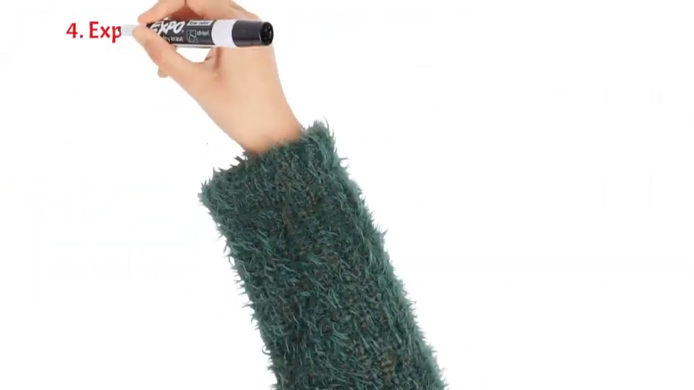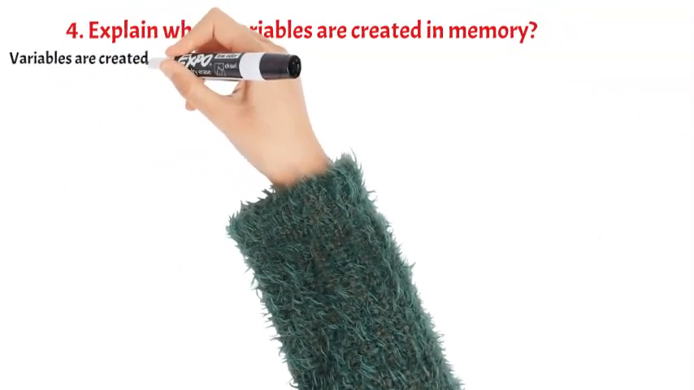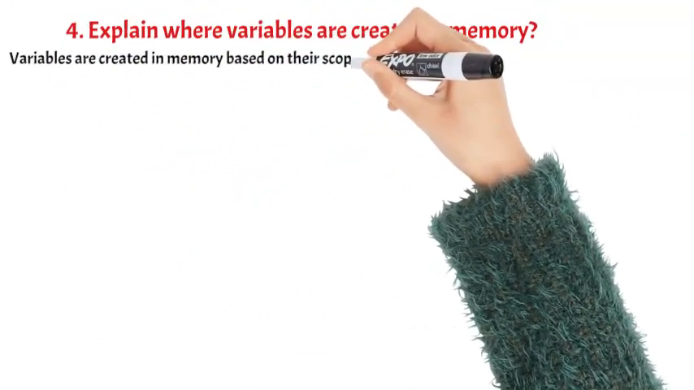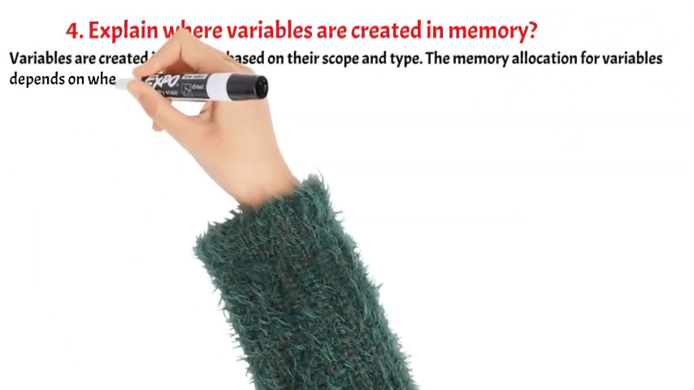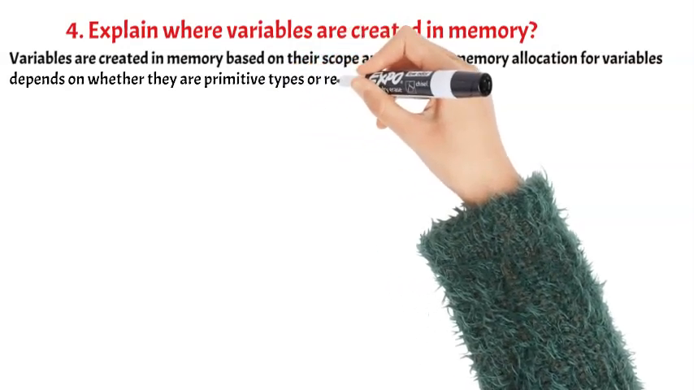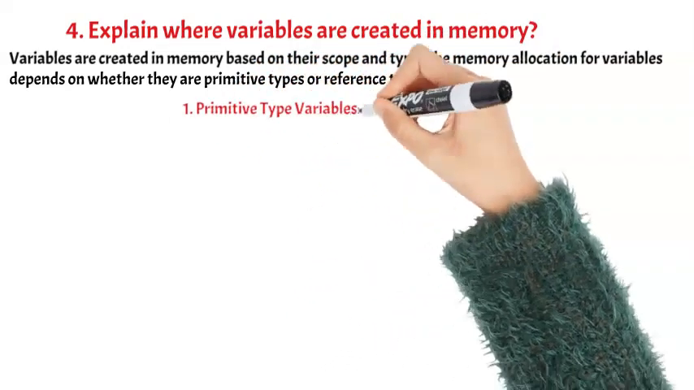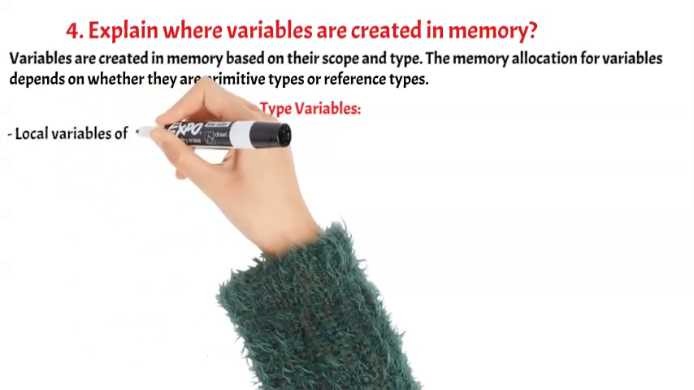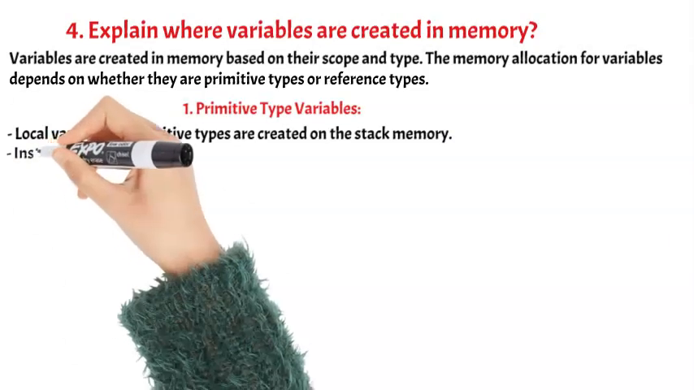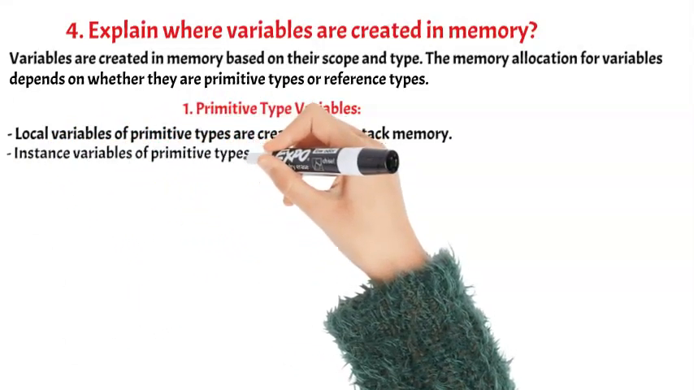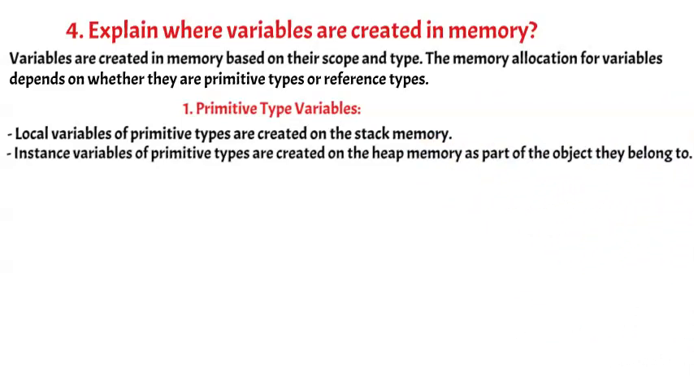4. Explain where variables are created in memory. Variables are created in memory based on their scope and type. The memory allocation for variables depends on whether they are primitive types or reference types. 1. Primitive type variables. Local variables of primitive types are created on the stack memory. Instance variables of primitive types are created on the heap memory as part of the object they belong to.